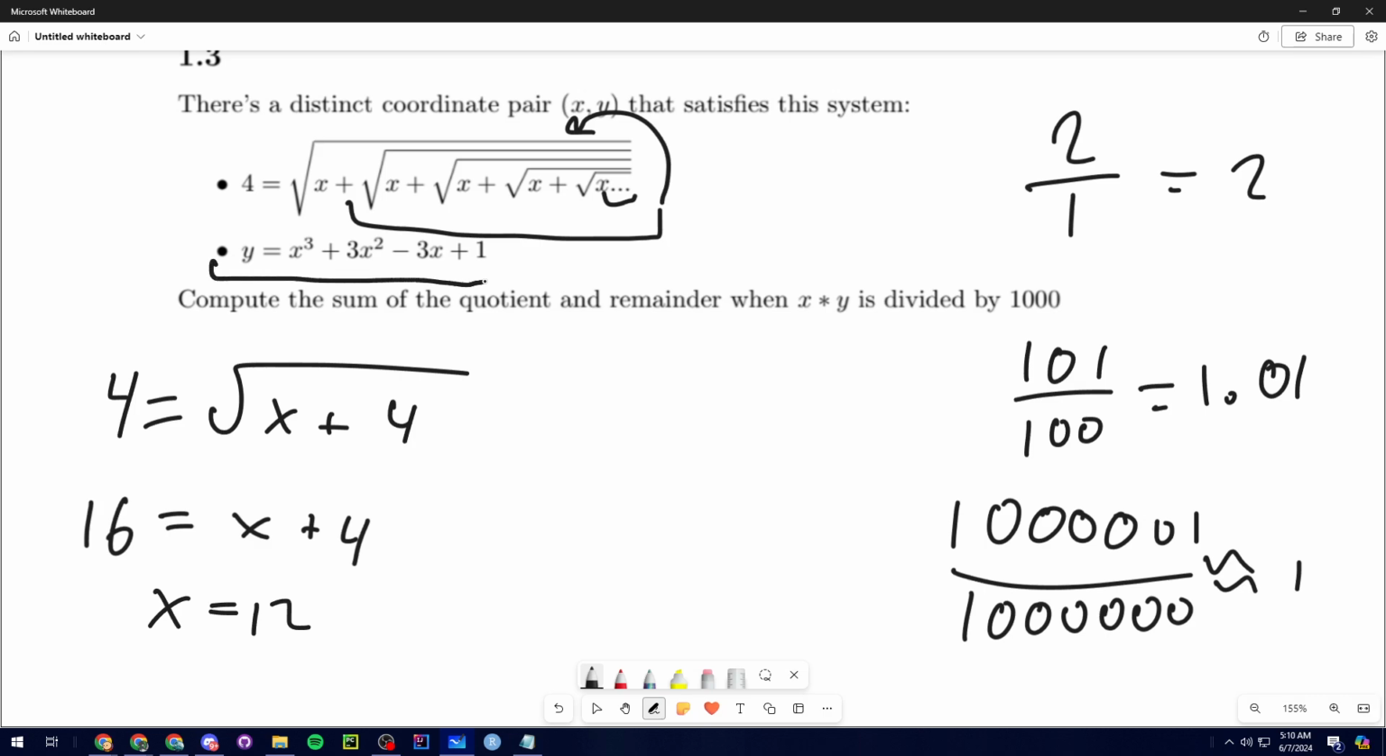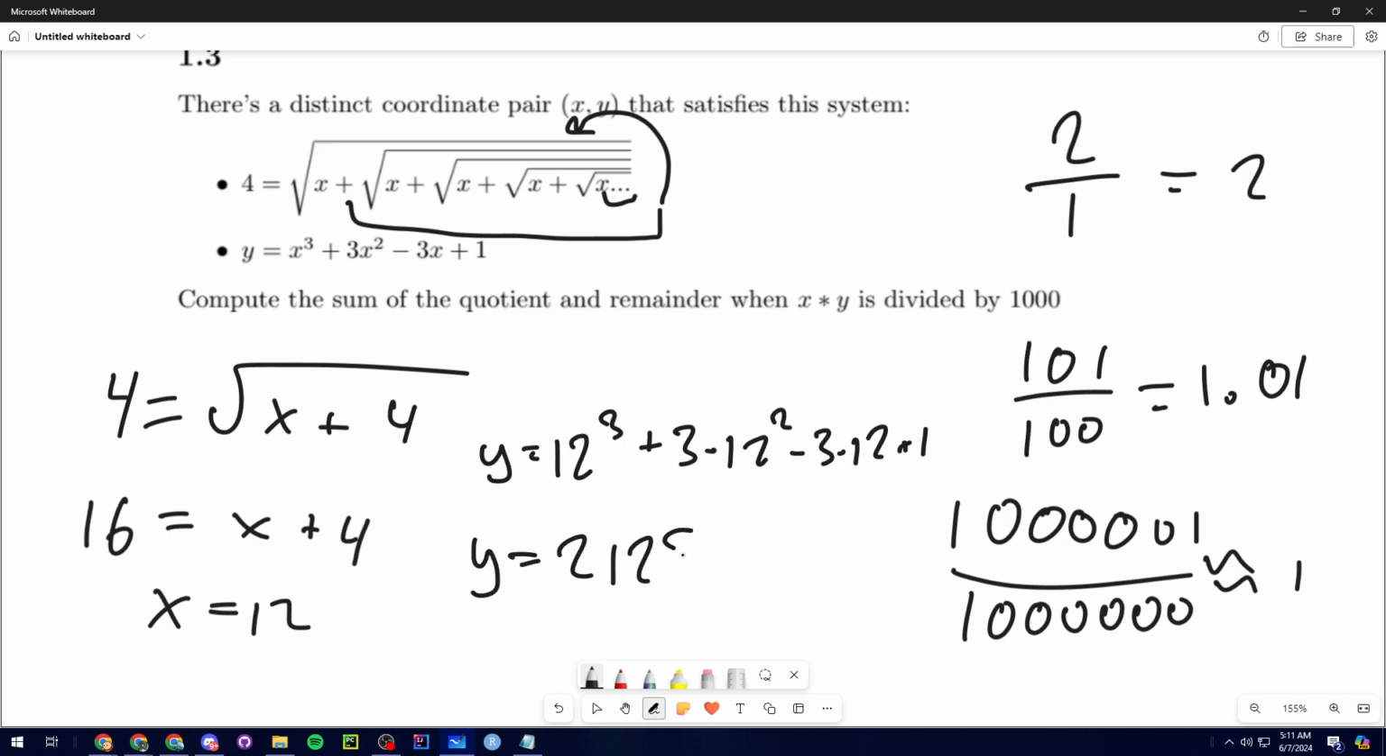Now, the second equation is really straightforward. I'm not going to explain the math behind it because it's literally just plugging in numbers and doing arithmetic. So y is just equal to 12 cubed plus 3 times 12 squared minus 3 times 12 plus 1. I could do the arithmetic, but I don't want this video being long for no reason, so I'm just going to do it on my calculator. Why am I doing it on my calculator? Because the whole point of these videos is to explain the thought process, not the actual arithmetic. So y is equal to 2125.